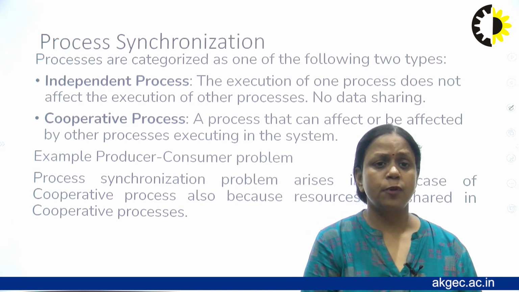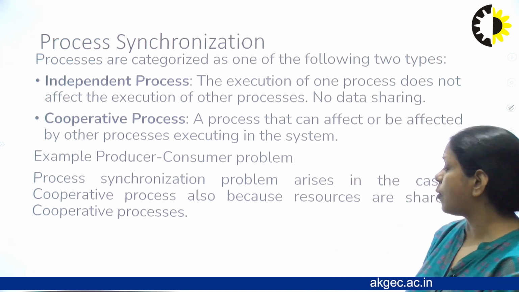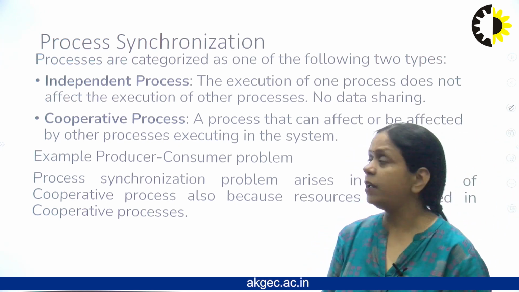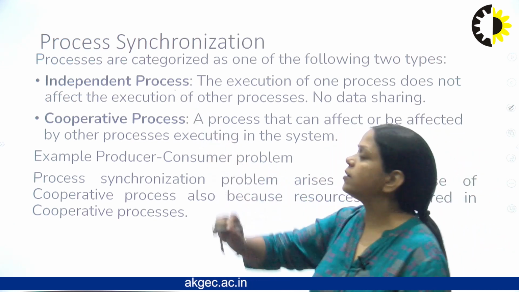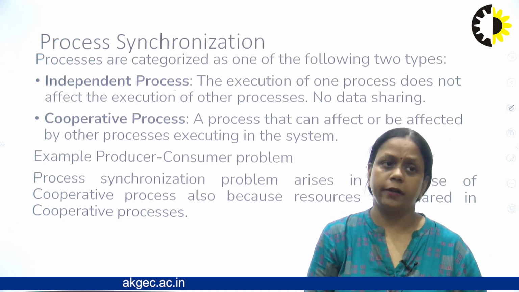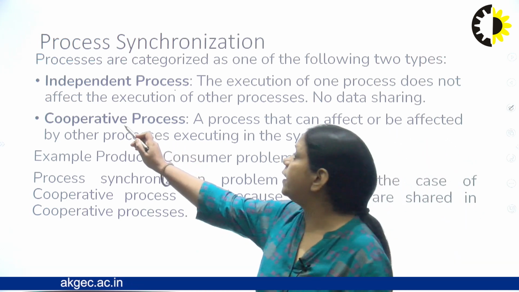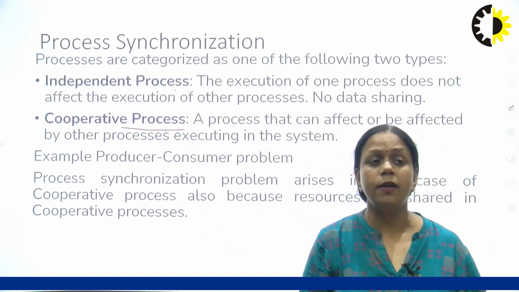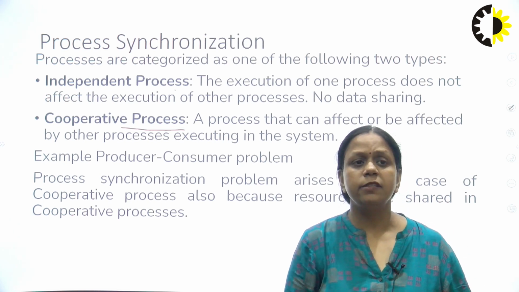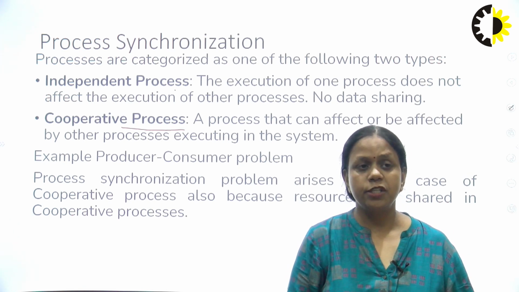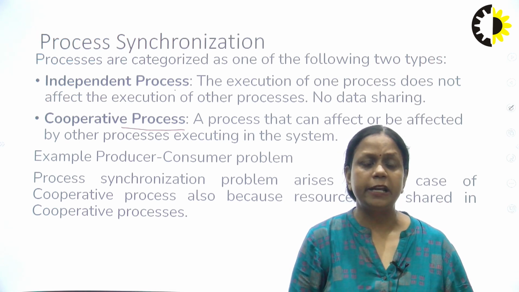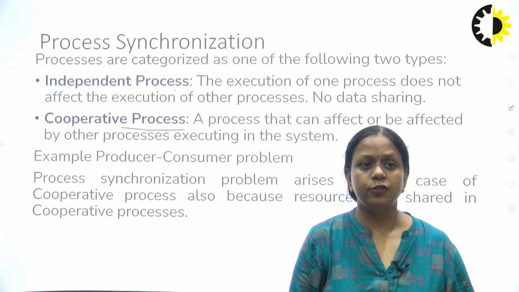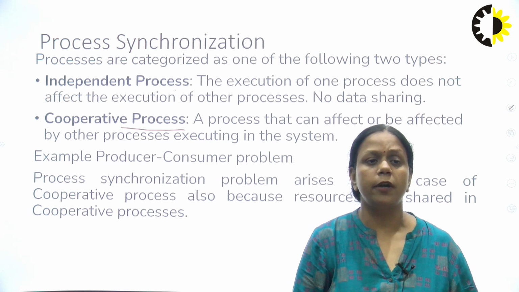Process synchronization problems arise in the case of cooperative processes because resources are shared. So we don't have any problem in independent processes because we don't have any shared data. But in cooperative processes, we have difficulties regarding synchronization because we have common variables, and when multiple processes change the value of a common variable, there can be inconsistent data in the system. So we have to avoid this type of problem. Process synchronization problems can arise in cooperative processes.